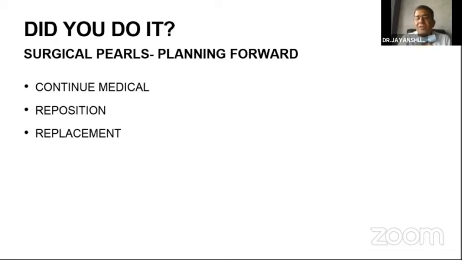A need may arise for the replacement if we find that the endothelium is grossly damaged and it is not going to recover.